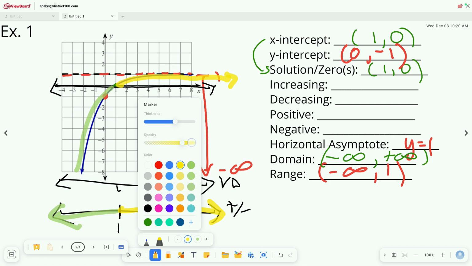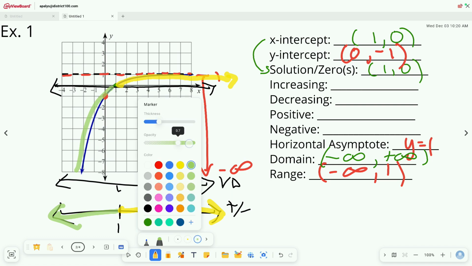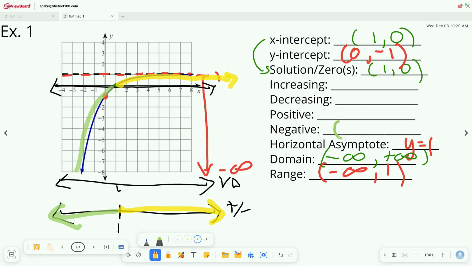So now we're going to write those in. So you said from negative infinity to 1. And then for positive, it's going to be 1 to positive infinity. Okay? Increasing and decreasing, we're back to easy, just like our linear graphs. It's either increasing or it's decreasing. There's not any interval where it switches.